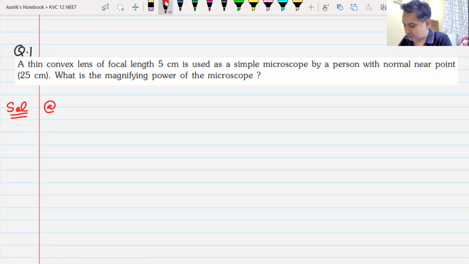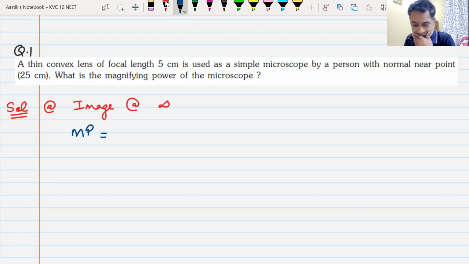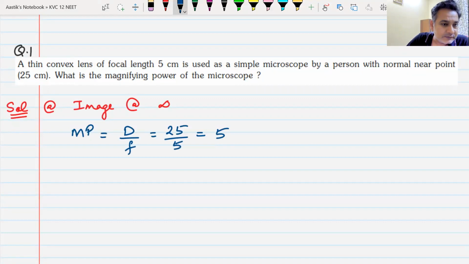Case number 1, image formed at infinity. What is the formula, bacha, in this case for magnifying power? D by F. Yes, just put the value of D by F. D is 25 divided by 5. What is the answer that you get? 5. That is it. That is the answer. Was it so difficult? No, it was not.